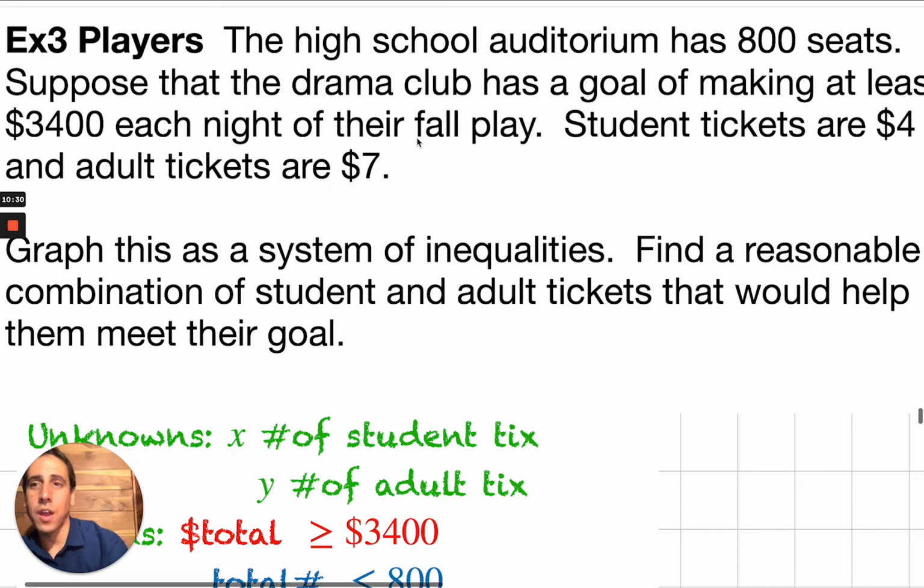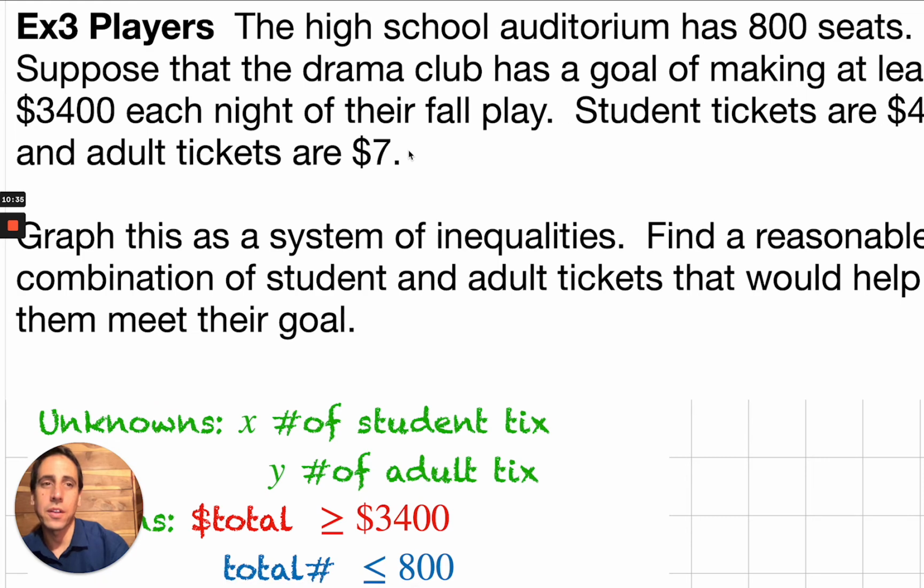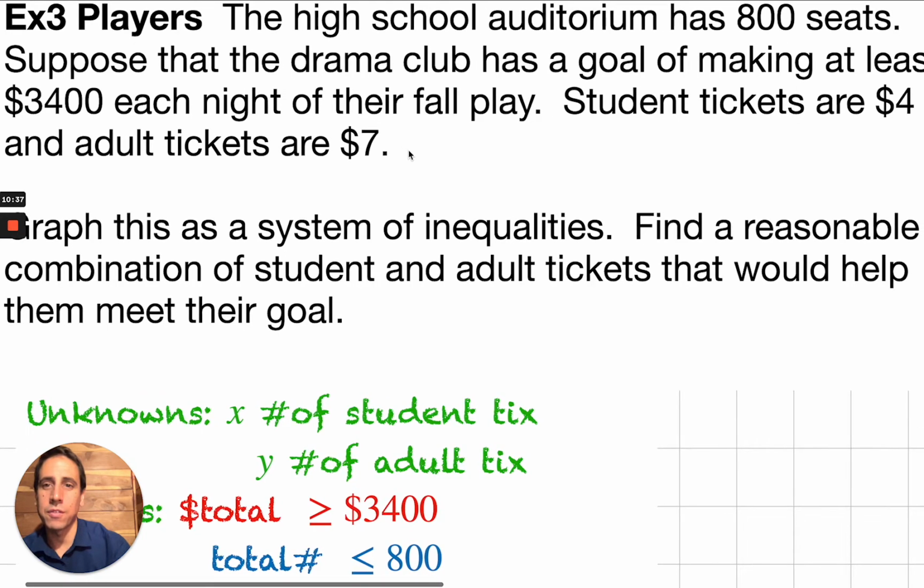Student tickets are $4 and adult tickets are $7. Graph this as a system of inequalities and find a reasonable combination of student and adult tickets that would actually help them meet their goal. Okay, so let's make a graph.